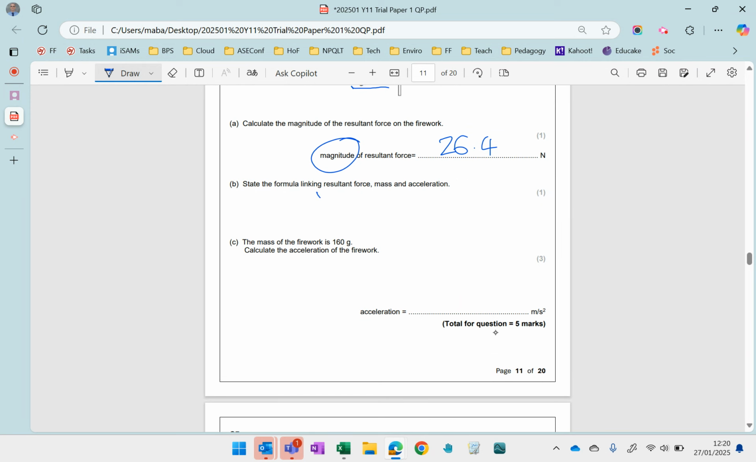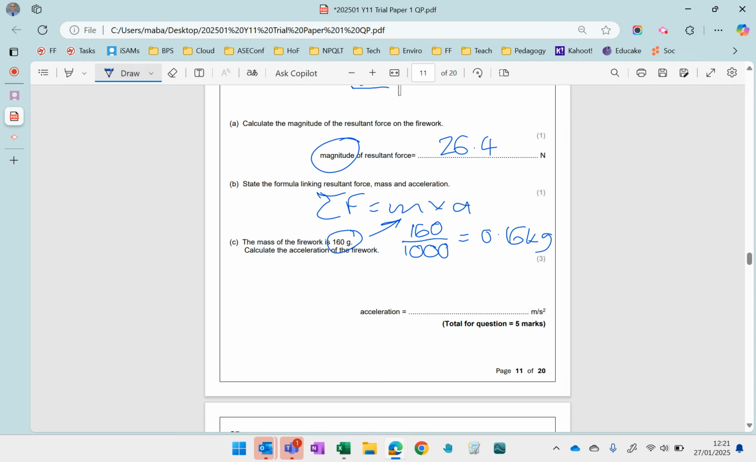Next, the formula linking resultant force, that's sigma F, and mass times acceleration. Hopefully you know that, but again you can check that using the formula sheet if you need to. The mass of the firework is 160 grams. Now hopefully you'll remember that to be able to use it in this equation we need to convert that into kilograms. How do we do that? Well, there's 1,000 grams in a kilogram, so we need to do 160 divided by 1,000, and that will get us 0.16 kilograms.